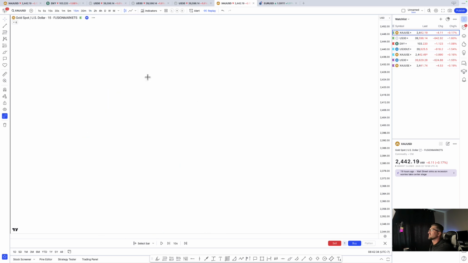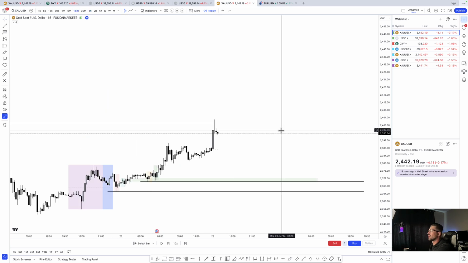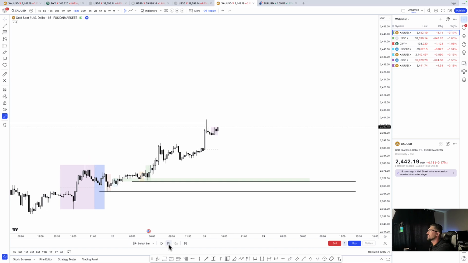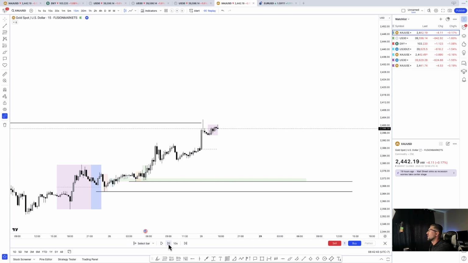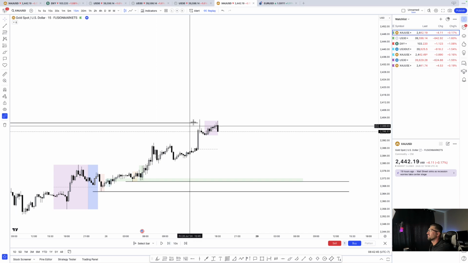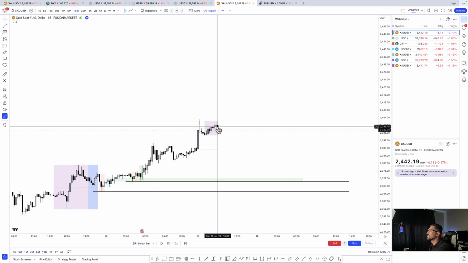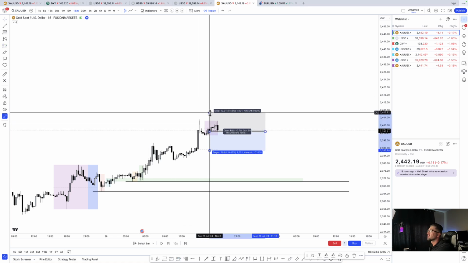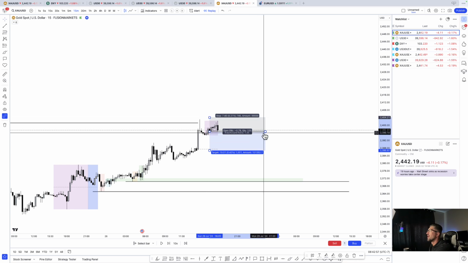So this was the first entry I took. This was right in Asia. I forget my exact entry area. I believe I would have probably entered somewhere around here. I don't know the exact number. It really makes no difference. So we're just going to put a trade here.